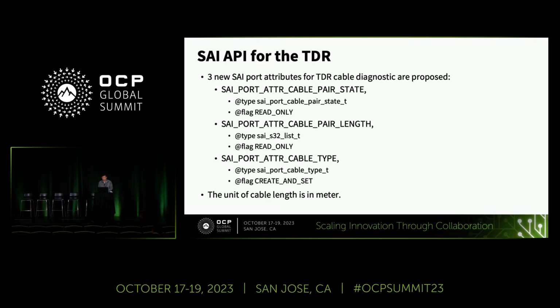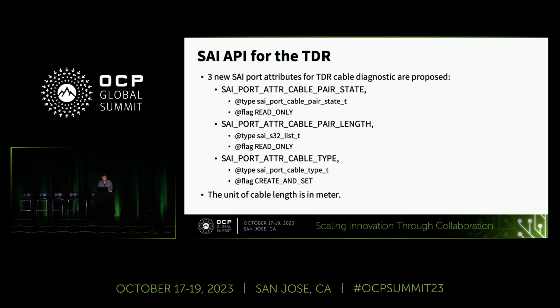Each of the attributes has a different value type. The pair length, obviously, is some kind of integer. The unit is the meter. The reason is, although the register has a resolution of centimeters, in reality we can only guarantee accuracy within plus or minus 10 meters. So the unit of meter is appropriate.